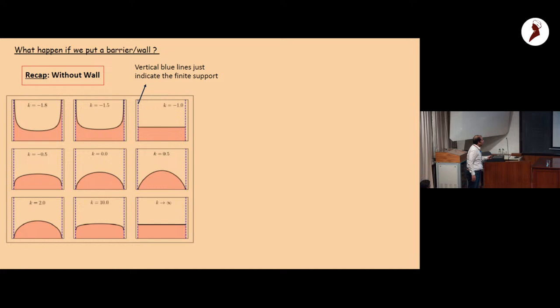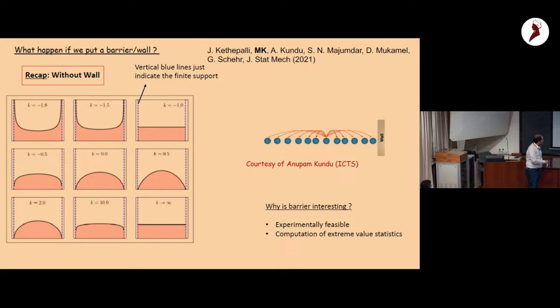Suppose I take a wall and I bring the wall and try to push the cloud. What would happen? First of all, why are we interested in that? It is experimentally feasible in principle to have barriers, and it is going to be important in the computation of extreme value statistics, which I will also show. So here is the description.